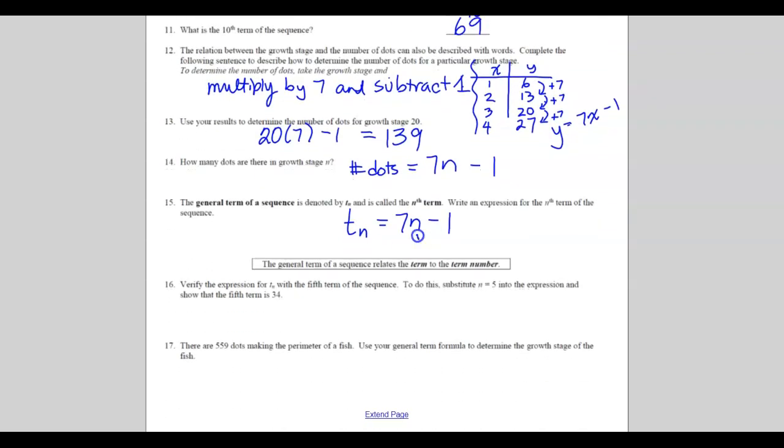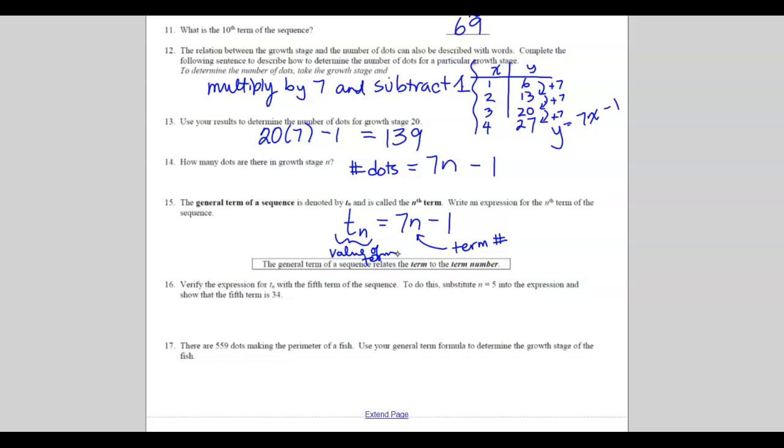Okay, so this n is the term number, and this whole value is the value of the term, right? Sometimes students get a little bit mixed up about that. N is the term number, and T is the value of the term. Okay?